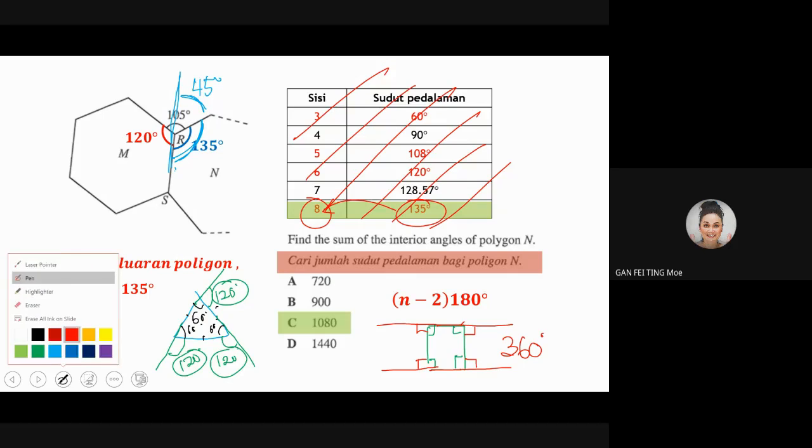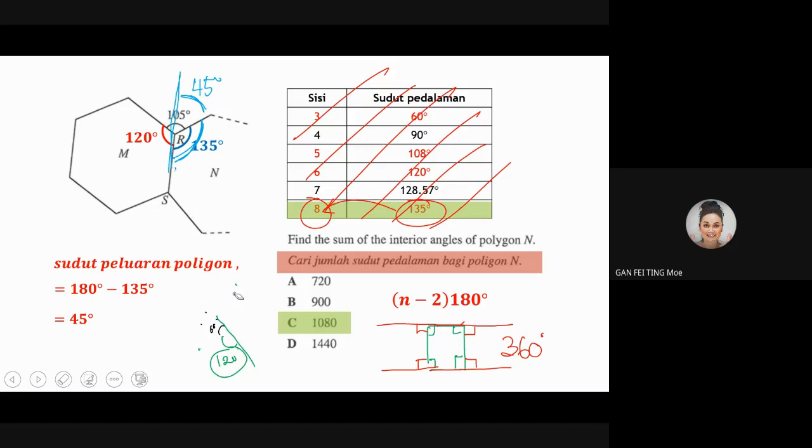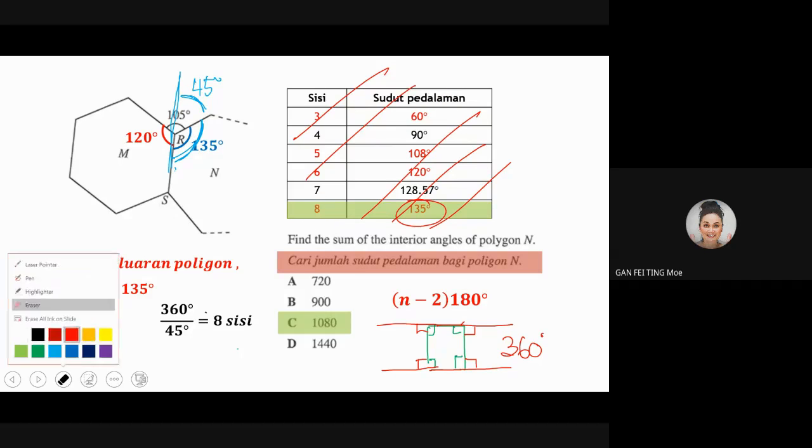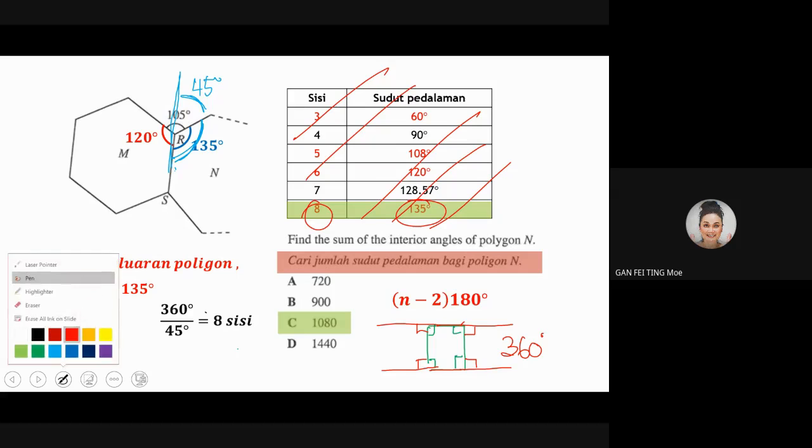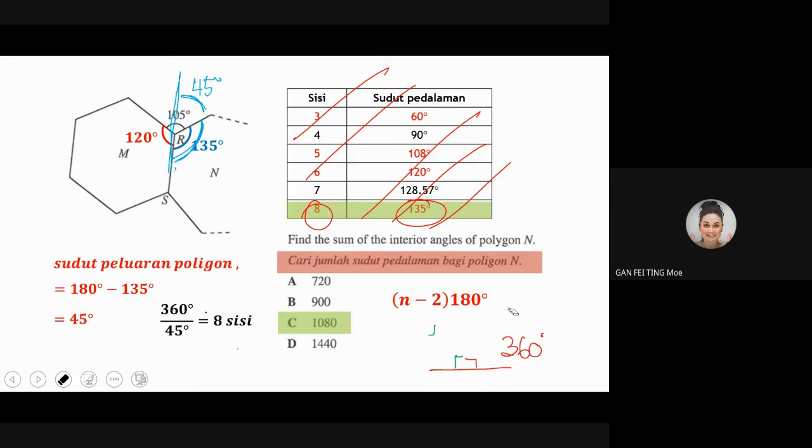So what I do now, I go and get this idea. I've managed to get one of the exterior angles. So 360 divided by 45 degrees, I get 8 sides. I'll be able to get these 8 sides. Then I continue my working by subbing n with 8. 8 minus 2 times 180. So 6 times 180. So you get your answer as 1080. That will be your answer.